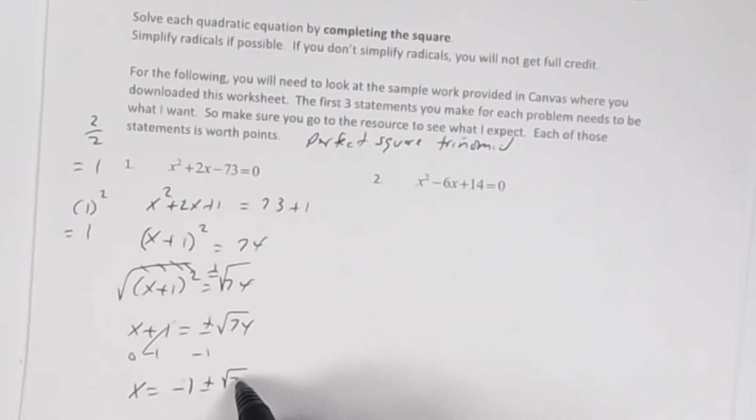And so I get x equal, see this is 0 here, negative 1 plus or minus the square root of 74. And so there's your answer.